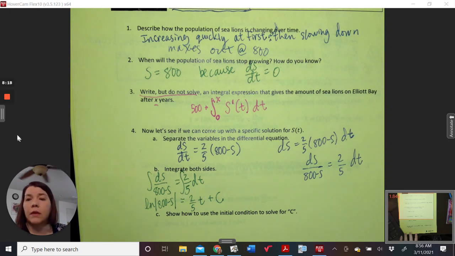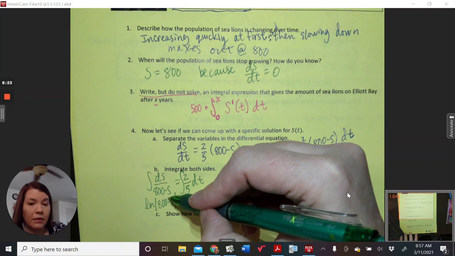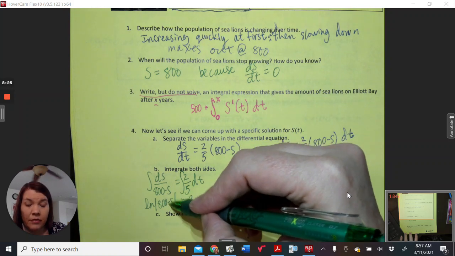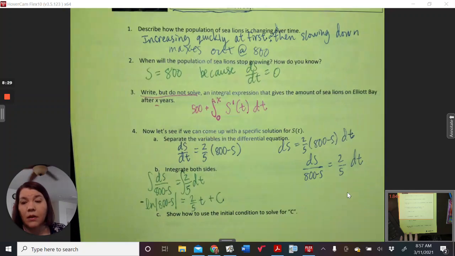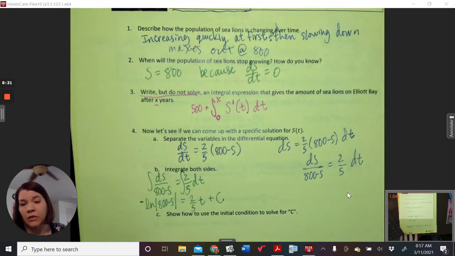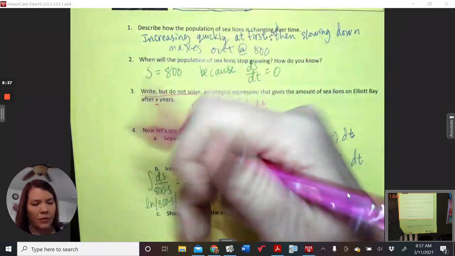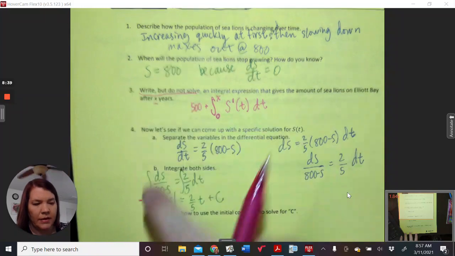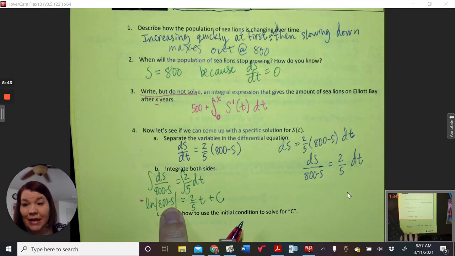Hang on one sec. I integrated this wrong. I need to take the derivative of the inside. The derivative of negative s is negative 1, and so I need to divide by that derivative. That's why it's negative. I had a tough time realizing that. I was looking at the answer going, I forgot something, but why is it negative? It's negative because the derivative of the inside is negative 1, and I need to divide by that derivative.